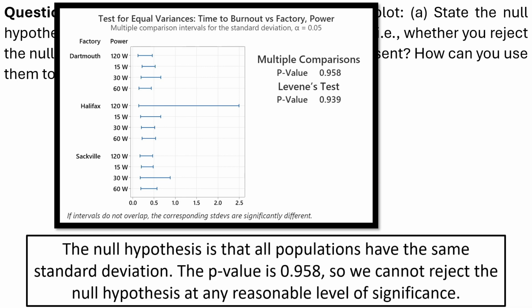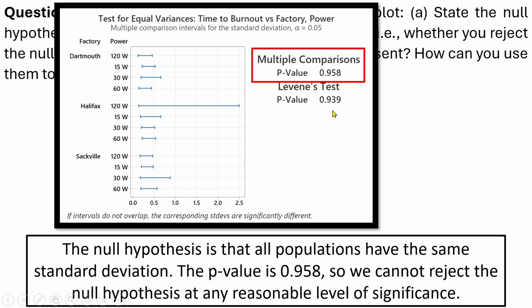The null hypothesis in this scenario is that all populations have the same standard deviation. Here we can see that the p-value for the test is very large, and so we cannot reject the null hypothesis at any reasonable level of significance. And so what can we conclude? We conclude that there's no evidence that the 12 populations have different standard deviations. So what that means is differences in individual light bulbs, those differences are going to have a spread that is the same for all populations.